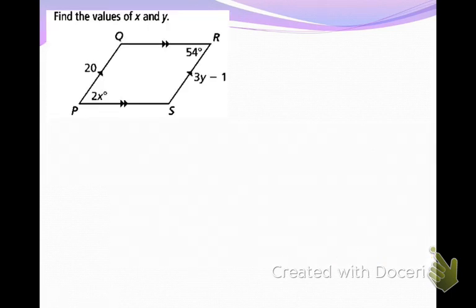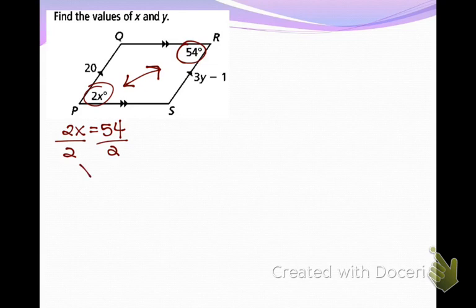The last that we are going to do is on the back of your notes. And then we'll begin in our student journal. All right, let's say we wanted to solve for x first. We have 2x. Is this a side, an angle, or a diagonal? An angle, and the only other angle we're given is 54 degrees, and they are across from each other. So what do we know about them? They're equal. So 2x equals 54. Divide by 2. X equals 27.